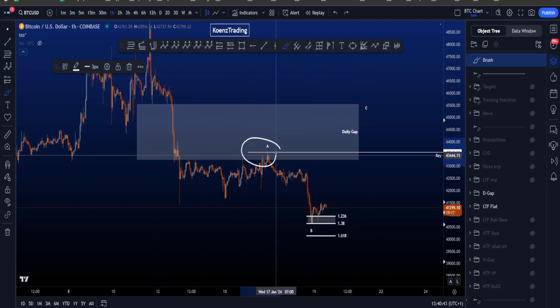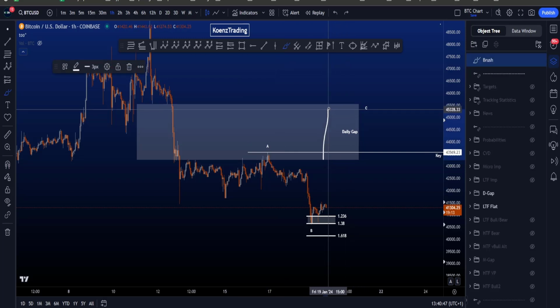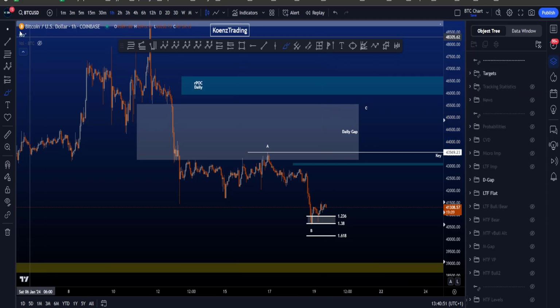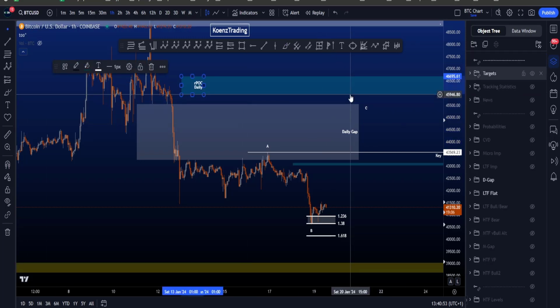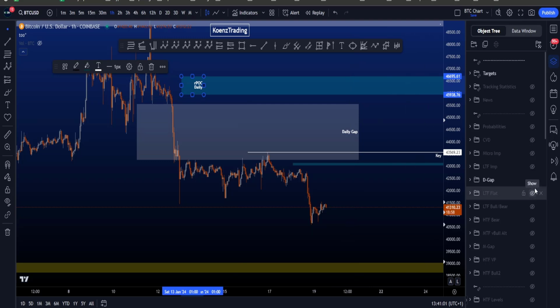And if price is going to move above this key level, then the probabilities are high that price is going to fill the gap to the upside to 45.5K. And just above the gap, we also have this blue resistance box between 45.9 and 46.7K.